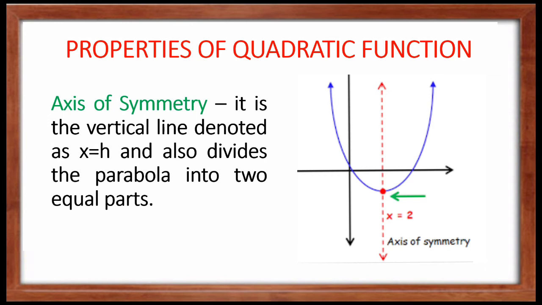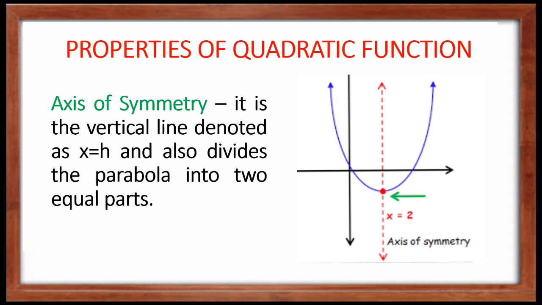And the second property of quadratic function is axis of symmetry. It is the vertical line denoted as x equals h and also divides the parabola into two equal parts. Ito ang ating tinatawag na axis of symmetry. Sa larawang ito makikita natin kung alin yung vertical line. Ito yon. Yung may hidden line or broken line, ito yon.